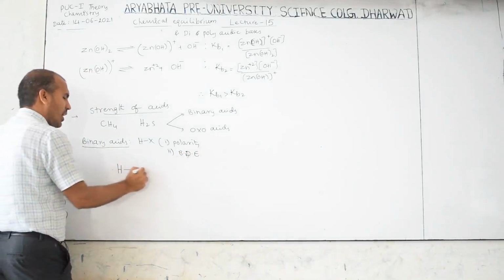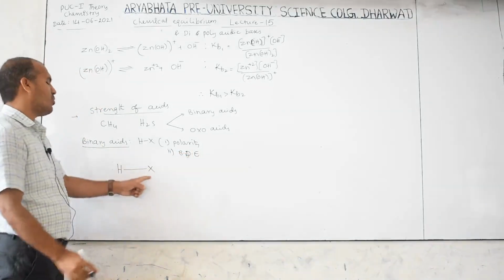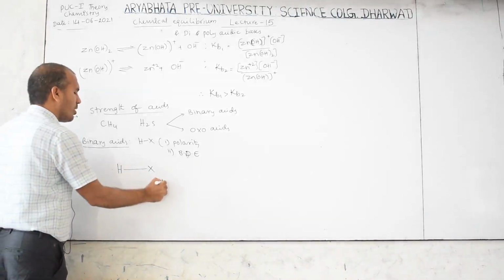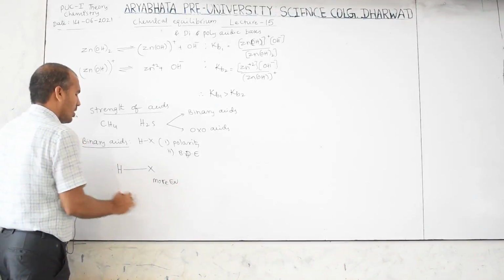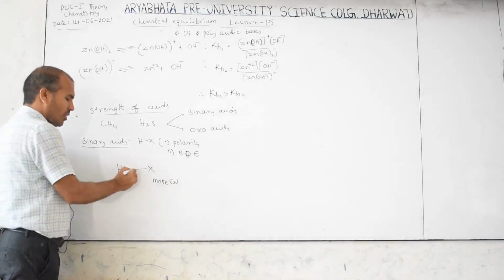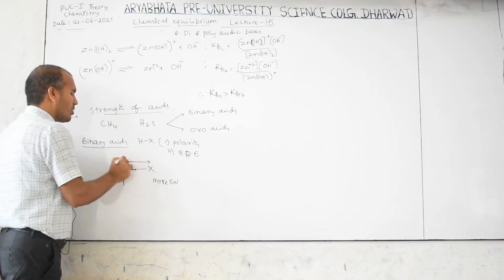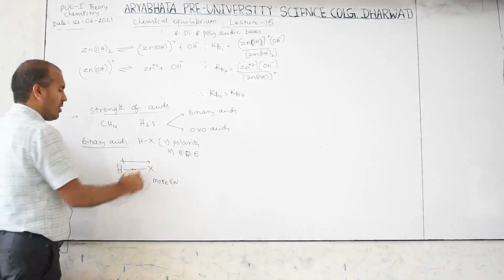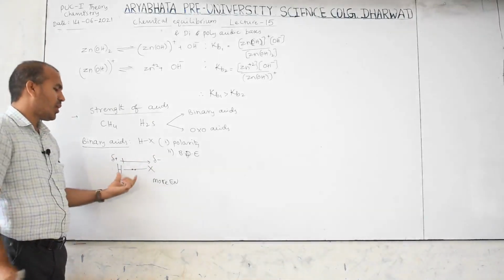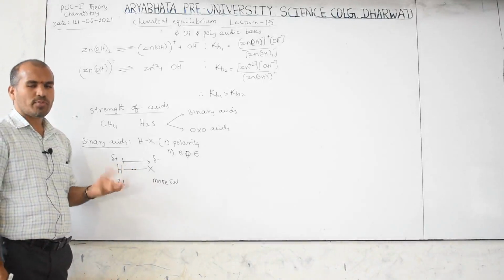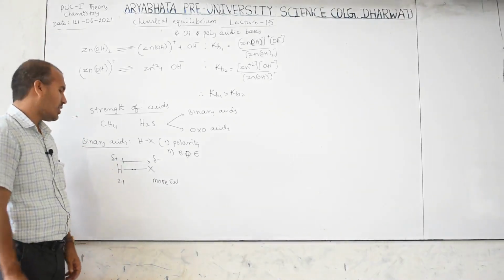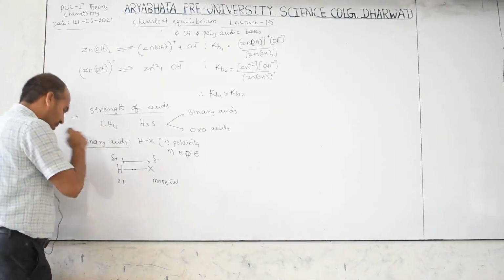Now consider this HX. X is more electronegative and H is less electronegative. The electronegativity of hydrogen we know is 2.1. Then the bonded electrons always move towards the more electronegative side. Then this will get the partial negative and this will get the partial positive. Polarity means it has poles, positive and negative poles. So polarity increases when electronegativity increases.